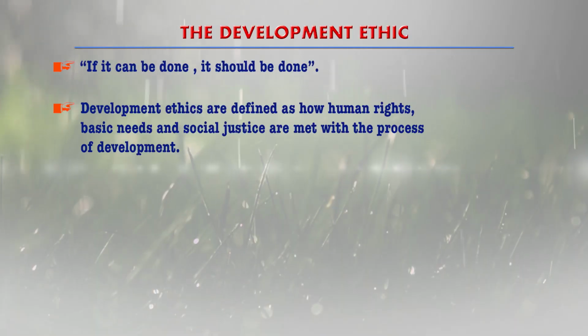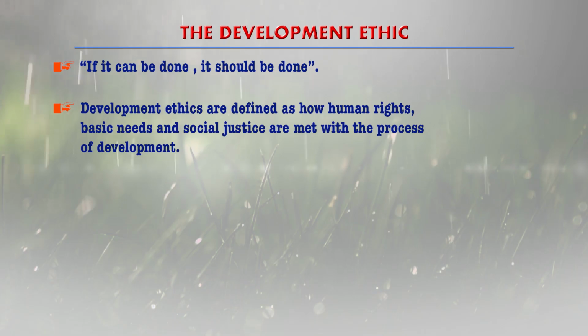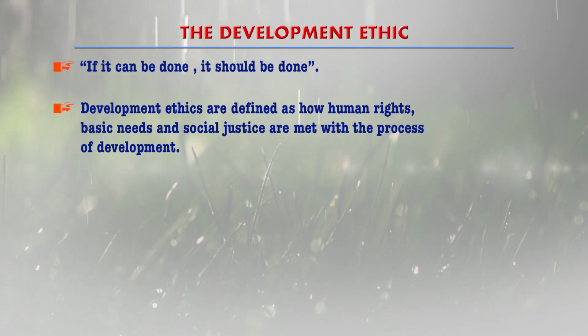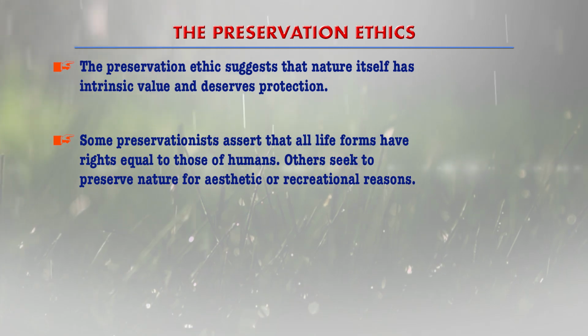So, let me explain what the development ethic is. It says that if it can be done, it should be done, and it believes that human rights, basic needs, and social justice are equally important because we are moving on the path of development. So, development will ultimately take care of what is happening in the environment. That is the development ethic, which stresses the importance of personal development, the country's development, economic progress, because the environment will be taken care of once we are out of the, you can say, poor stage. When we have developed fully, then we will be able to take care of the different resources present on the planet.